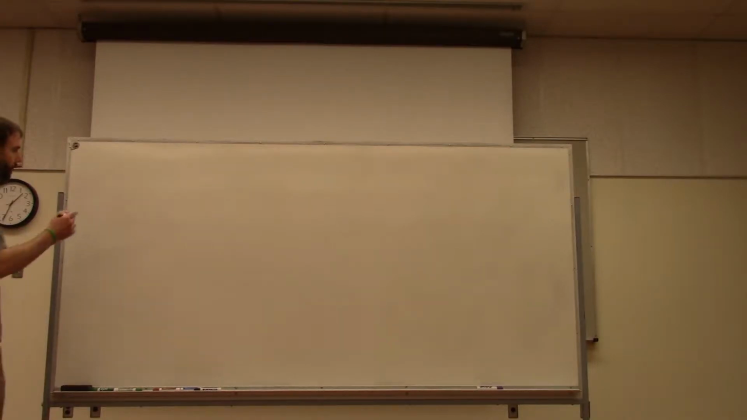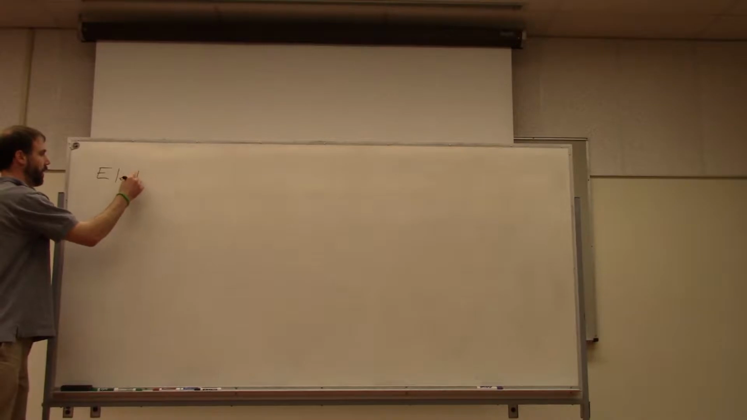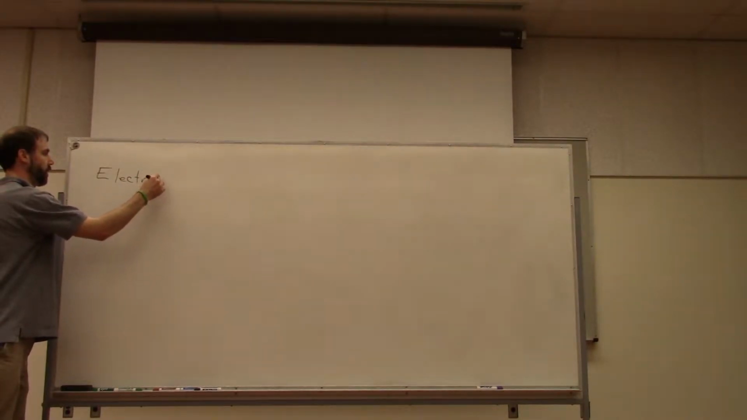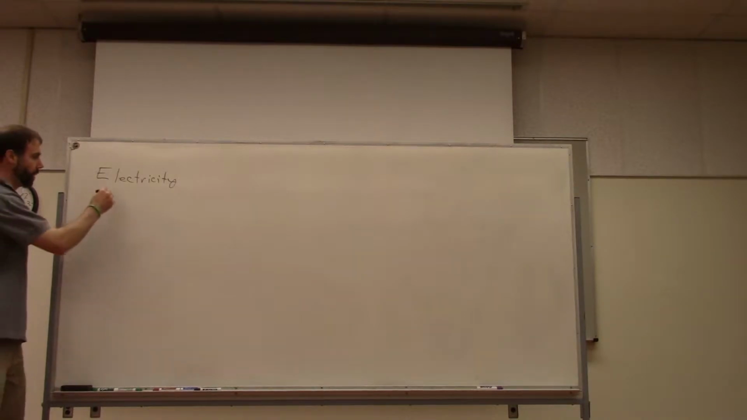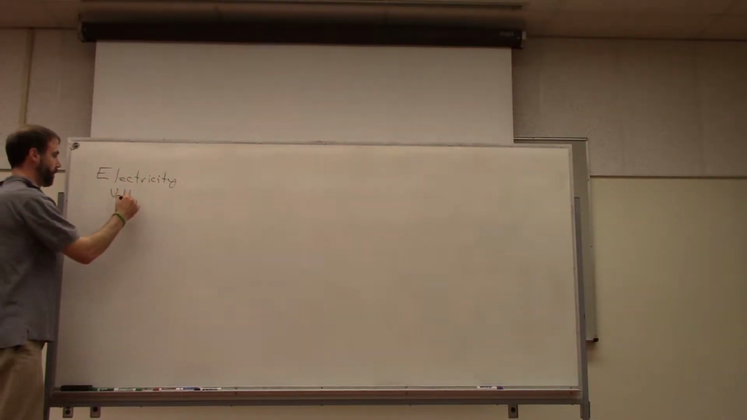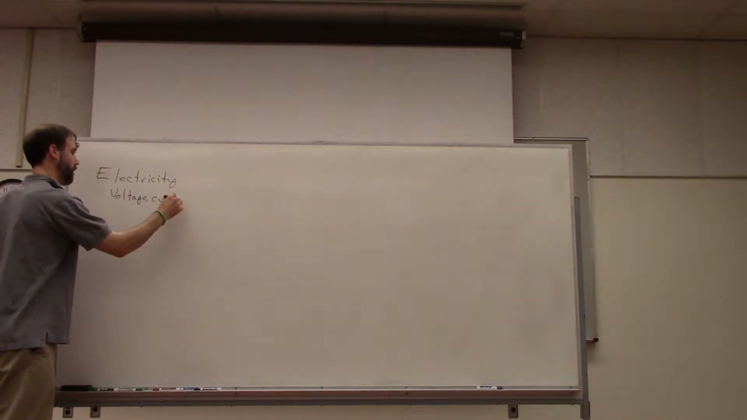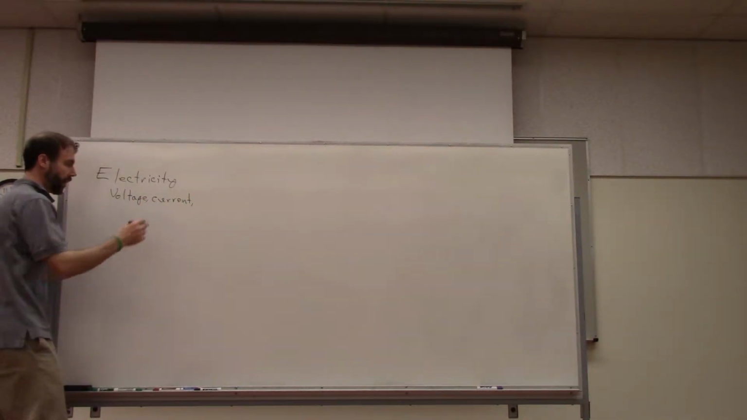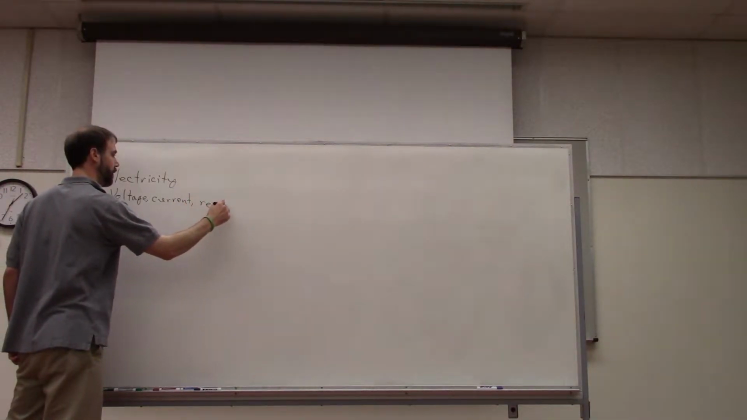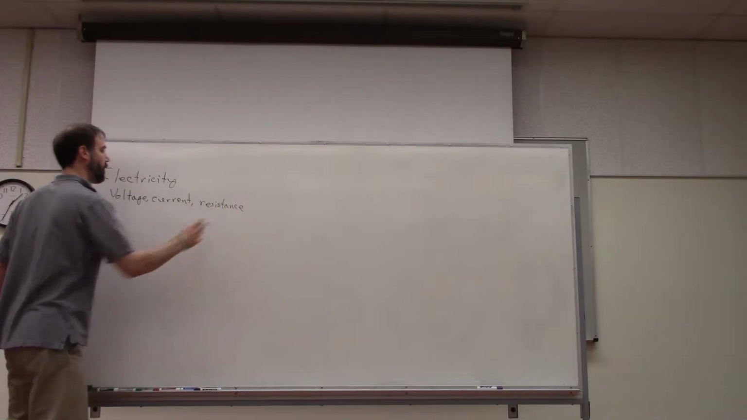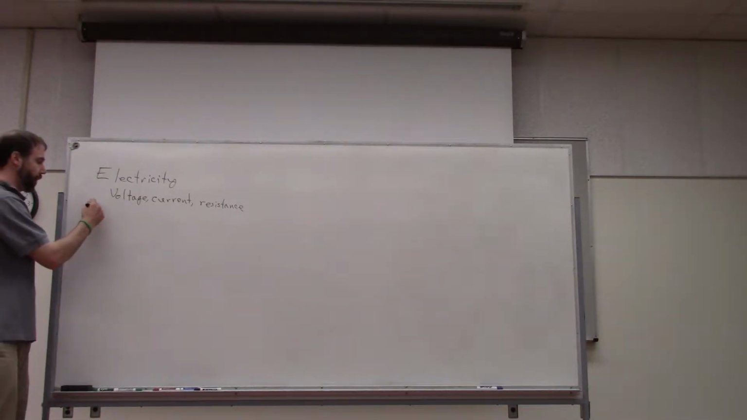So we're going to talk a little bit about electricity. We're going to review some of the key terms that we talked about last time: voltage, current, and resistance. We'll talk about the units for those, and then we'll do a quick review of programming also.